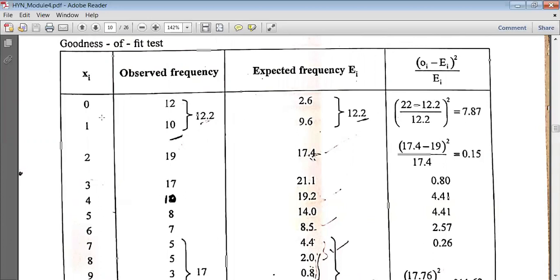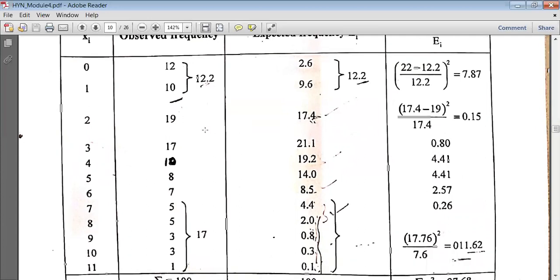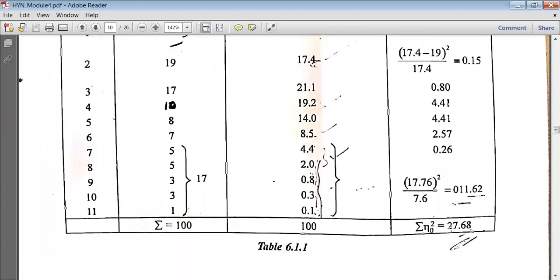So 12 plus 10, if I do, I will get 22. 22 minus 12.2 the whole square divided by 12.2. If I do this, I will get 7.87, right? The same way for these values, you have to calculate the same thing, (OI minus EI) the whole square divided by EI. Use the same formula and you will get this. So finally, add all the values, you will get your sigma, which is your chi naught square.